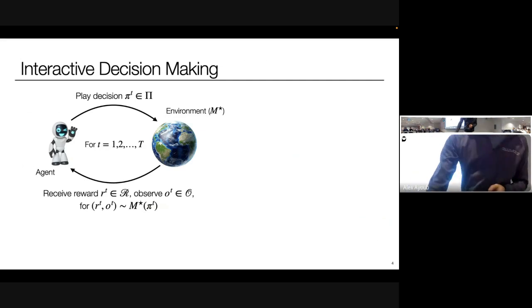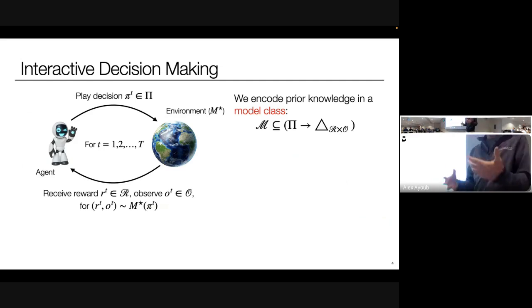What we'll do is look at a particular instance, which we'll denote by M star, and we'll have a model class M. Going back to the car example, the model class would be the set of all these tracks I showed. The particular instance M star would be, say, the circular track. We'll encode our prior knowledge of the problem in this model class, and what we're interested in learning on is some particular instance M star, which we assume is in the model class.